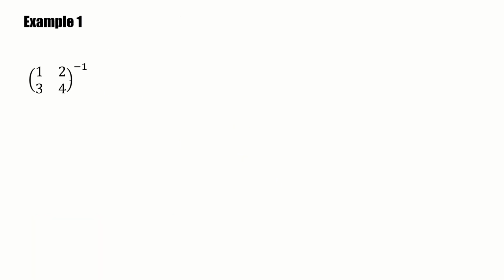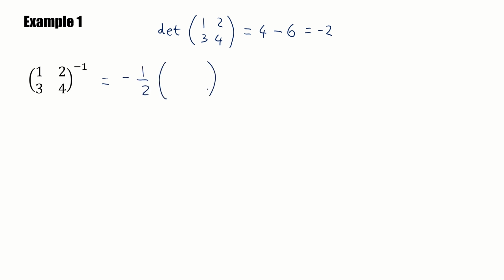So we need to find the inverse matrix for this matrix. Well, in order to do that, we first need to know the determinant. So working out the determinant of 1, 2, 3, 4, that's going to be 1 times 4, which is 4, take away 2 times 3, which is 6, and that's minus 2. So therefore, out the front, we're going to have a factor of minus a half, and then the matrix inside, the 1 and the 4 will switch places, and then the 2 and the 3 will have a minus sign put in front of them.